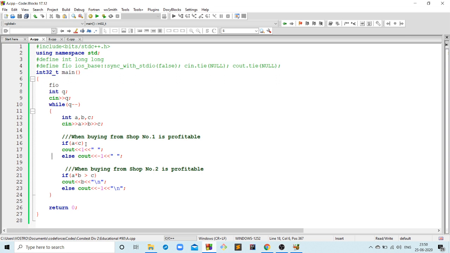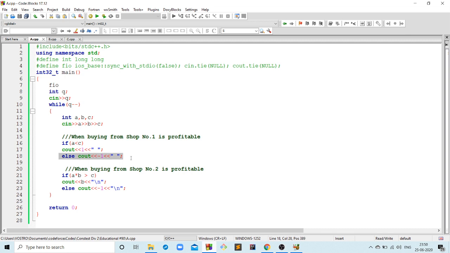But if that is not the case, like when A is greater than or equal to C, then even if you want to buy one donut or any number of donuts, buying from the second shop will be more profitable. So in no case will buying any number of donuts from the first shop be more profitable. Hence we will be printing minus one in this case.